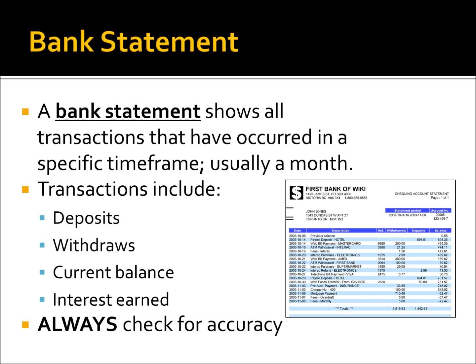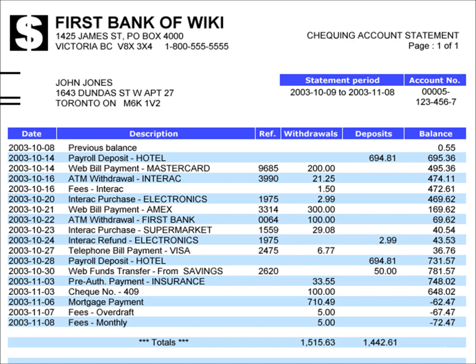Now we see an example of what a bank statement looks like. A bank statement prints all transactions which have occurred in a specific time frame. Typically, these are printed about every 30 days or once a month. And you'll see the following items: deposits, withdrawals, your current bank account balance, and any interest that has accumulated on this account within the past 30 days. Even though this is an official document coming from your bank, you should always check bank statements over for accuracy.